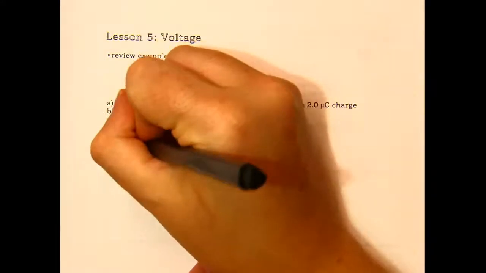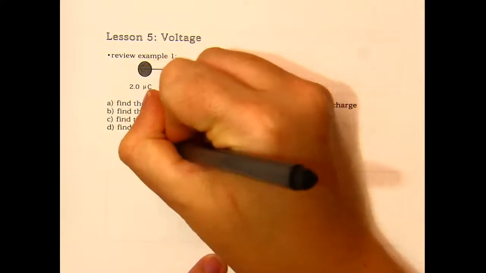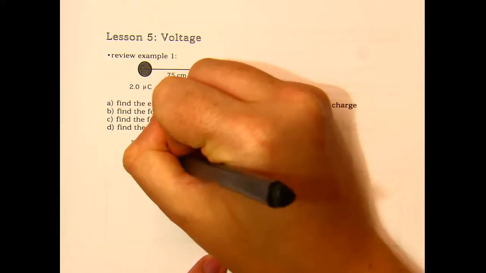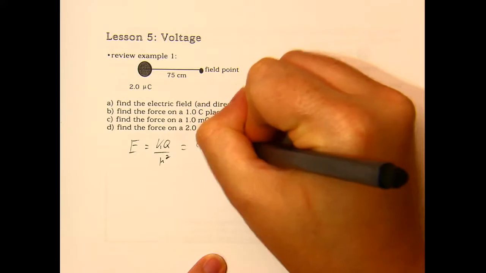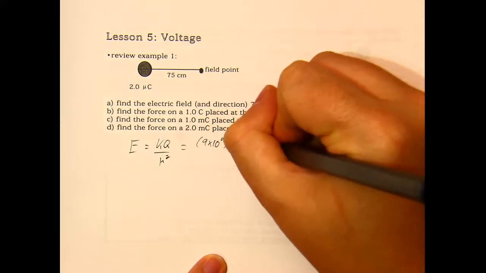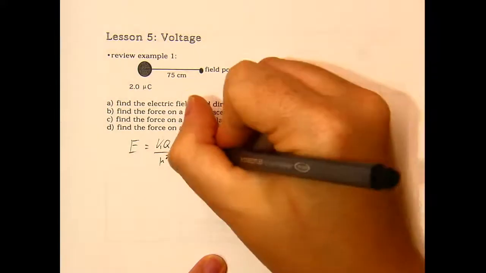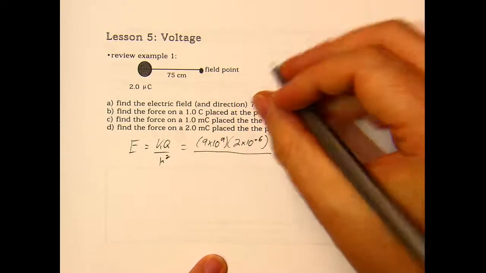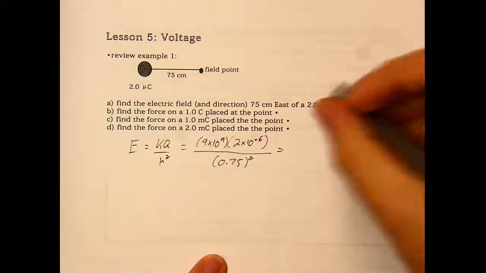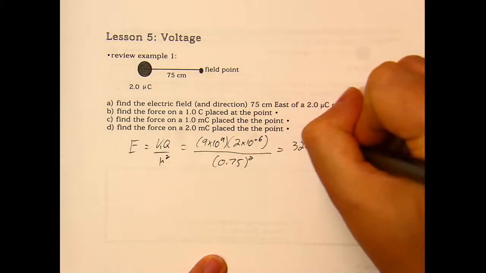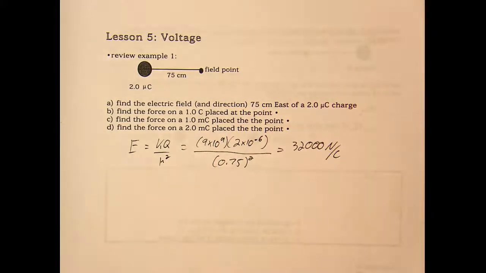Electric field from a charge is given by E equals KQ over R squared. K is 9 times 10 to the 9. Q is 2 times 10 to the negative 6. R is 0.75. We're going to square that, and we're going to find that the electric field at that point is 32,000 newtons per coulomb.